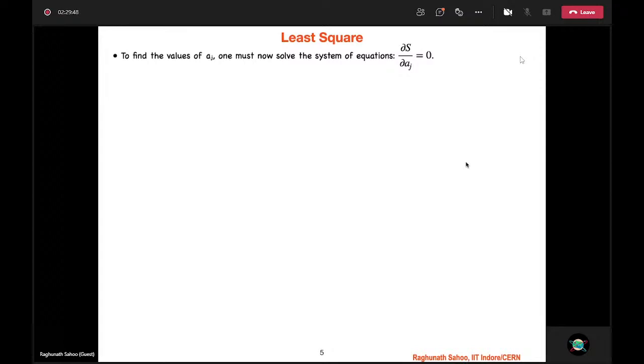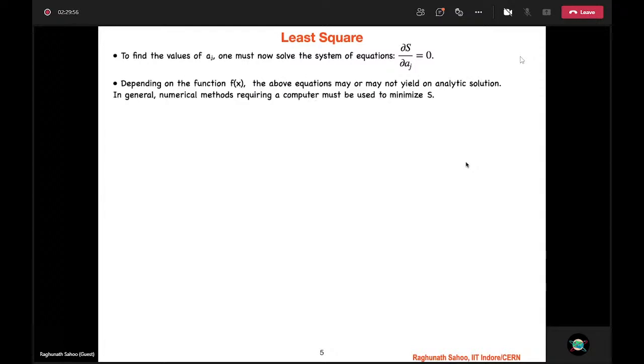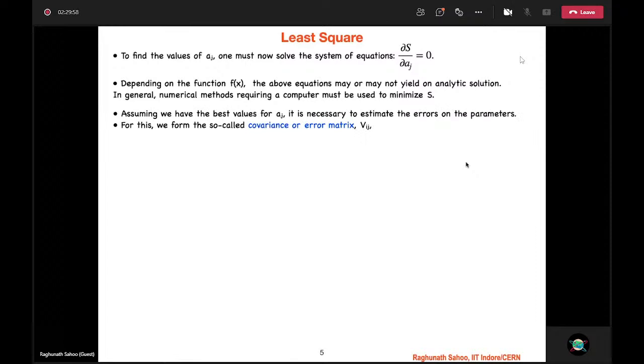So the aim is to find out a_j. We should solve the equation del S by del a_j equal to 0. So that is the minimization problem. Depending on the function f(x), the above equation may or may not yield an analytic solution. Always it may not be easy to solve this problem. Okay, in general, numerical methods requiring a computer must be used to minimize S. So depending upon the complexity, you may use numerical methods or you can solve analytically.